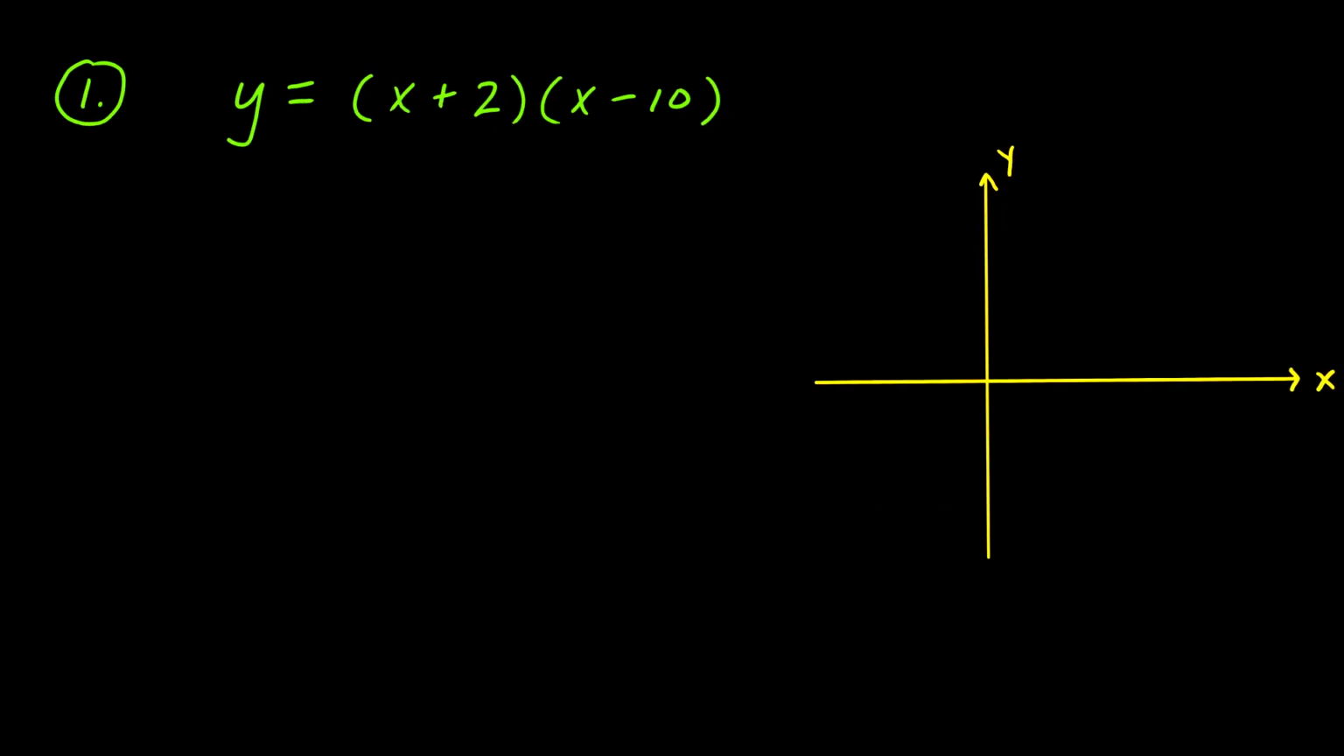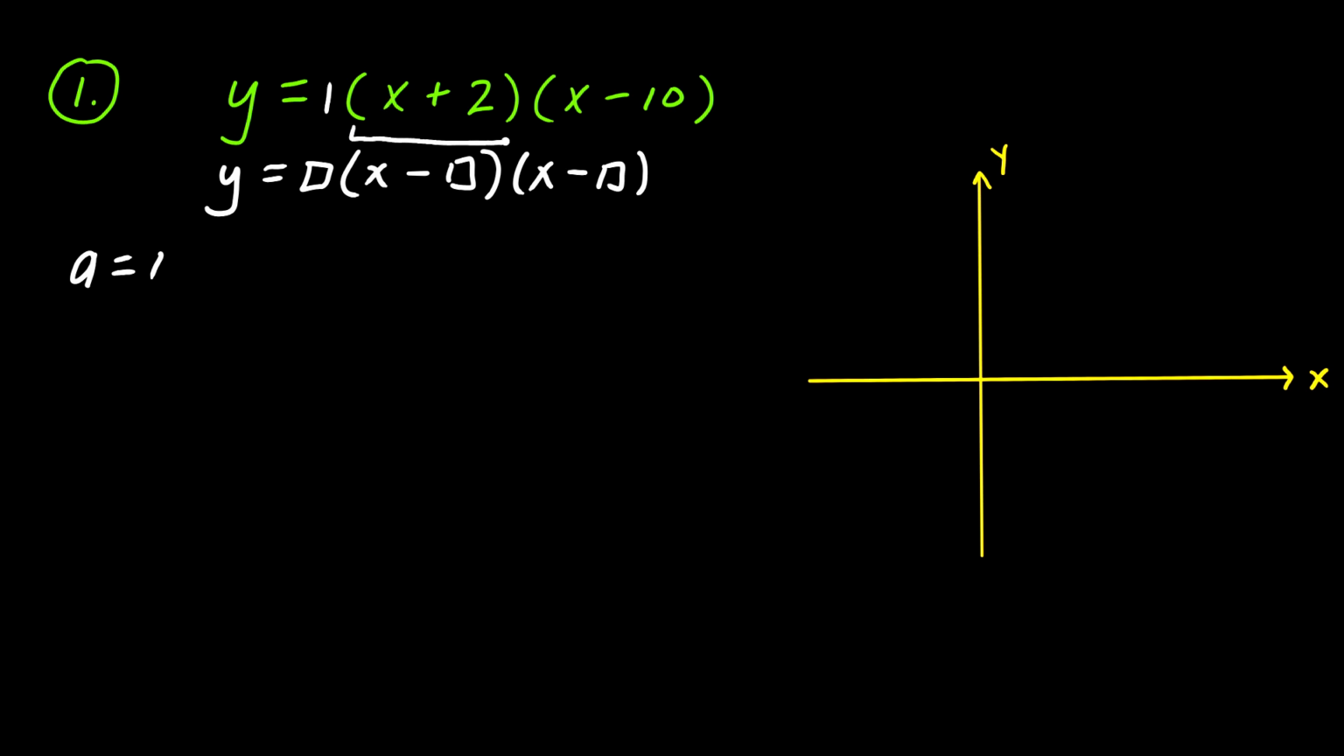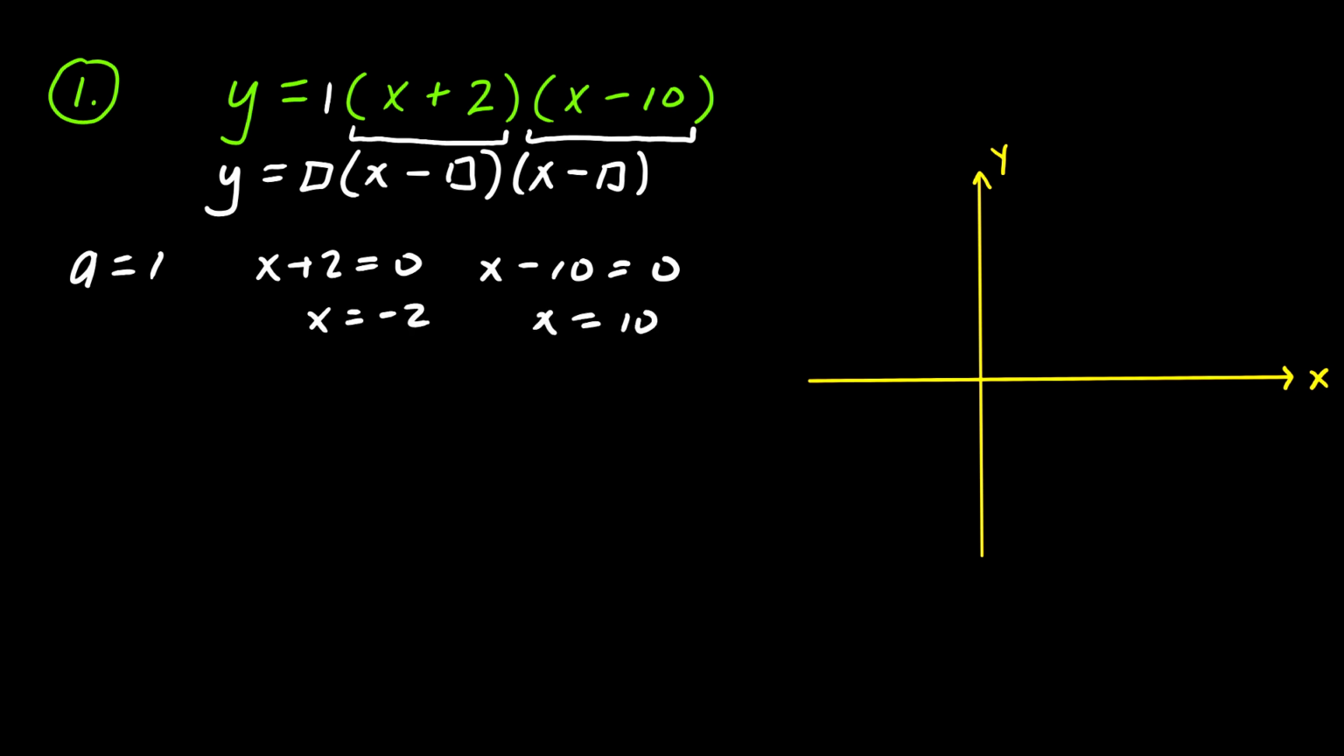Our first example, we have y equals x plus 2 times quantity x minus 10. And if we just match this up with our fill-in-the-blank strategy, we see that our a value appears to be missing. So when it's not there, we can use a 1 to hold the spot. So we know that a is equal to 1. And then we're going to take our two factors and set each of those equal to 0. And this will solve for the x-intercepts. So we'll have x equals negative 2 and x equals positive 10.